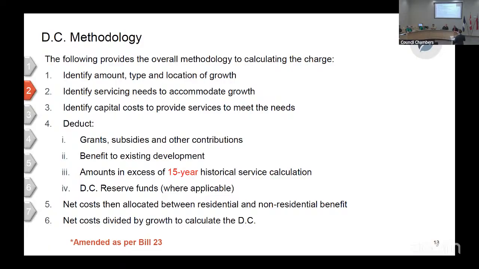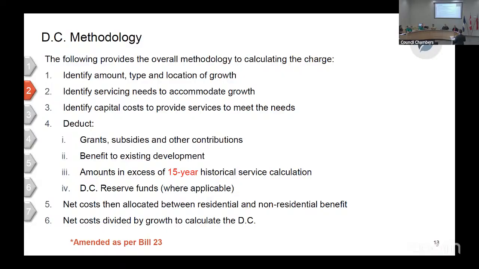Once we identify those costs, we need to make a series of deductions. If we're getting any grants, subsidies, and other contributions, and the share of the cost that benefits the existing community. So if we're going to take a facility, knock it down, and replace it with a bigger one, what we're replacing reflects the benefit to the existing community, and we can't fund that with development charges. Any amounts in excess of the historical level of service.